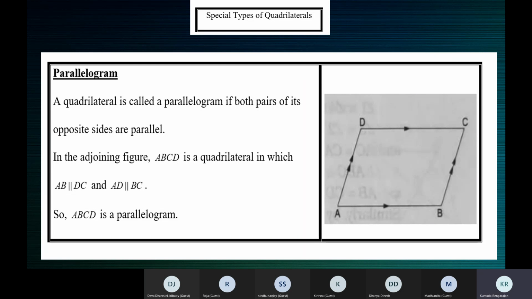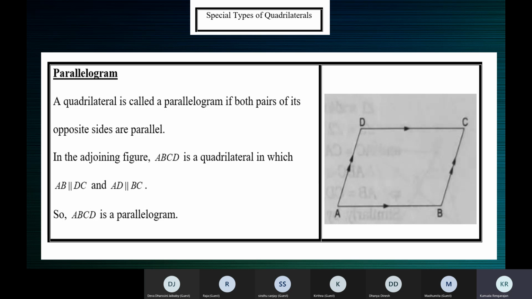Let's recall the properties of a parallelogram. First, who can define a parallelogram? What is the definition of a parallelogram? Both pairs of opposite sides are parallel, ma'am. So when both pairs of opposite sides are parallel, it's a parallelogram. This one property is sufficient. If a quadrilateral satisfies this property, then it's a parallelogram.